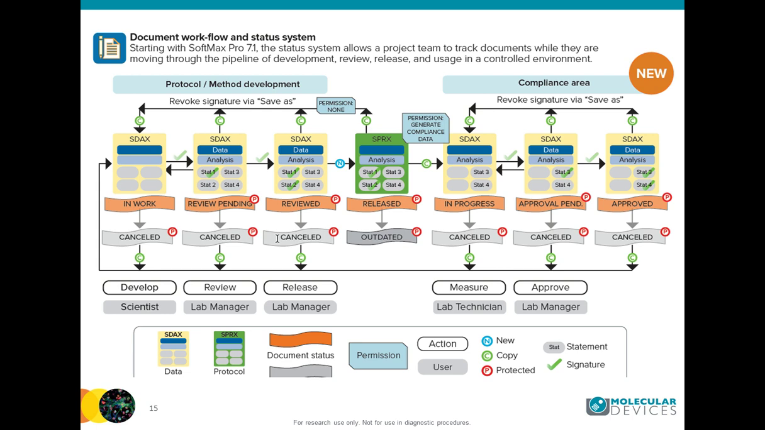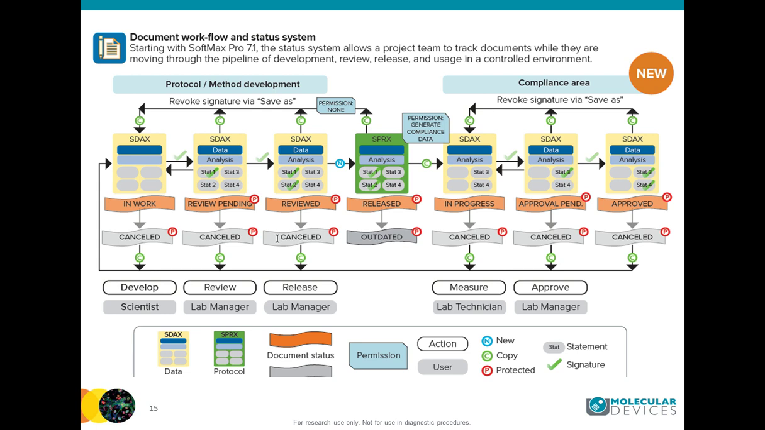For simplicity, the next step is also conducted by the lab manager, but could in theory be conducted by, for instance, the QC department. The QC department then would basically open the document in the reviewed status and would release it. There is a separate button in SoftMax Pro to release the document. At the same time, if this is an existing document, one could theoretically outdate the previous version. The green document in the middle is now the released status.